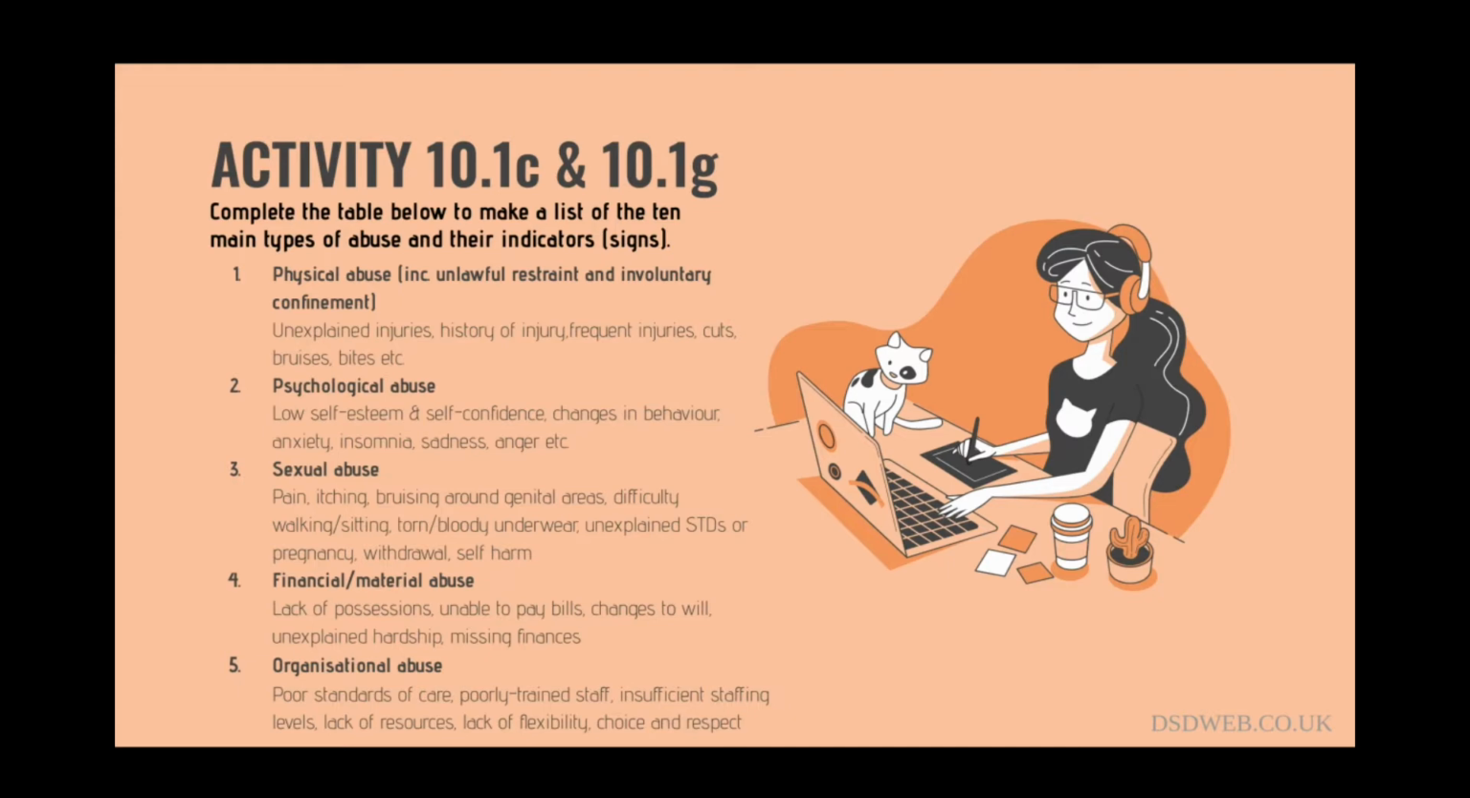Indicators of financial abuse can include an individual not having enough money to pay their bills or their home appearing much more sparse than it did previously, changes to an individual's will or the deed to their home, unexplained spending or missing financial accounts.